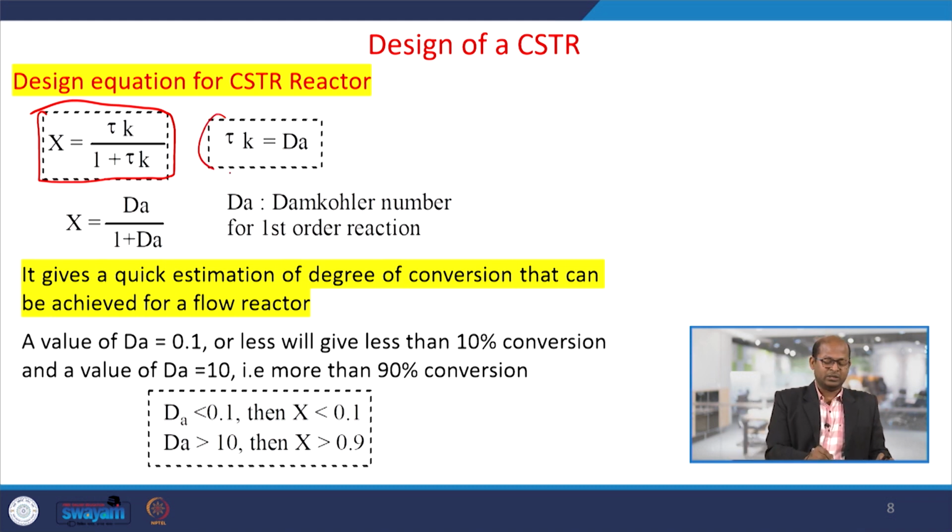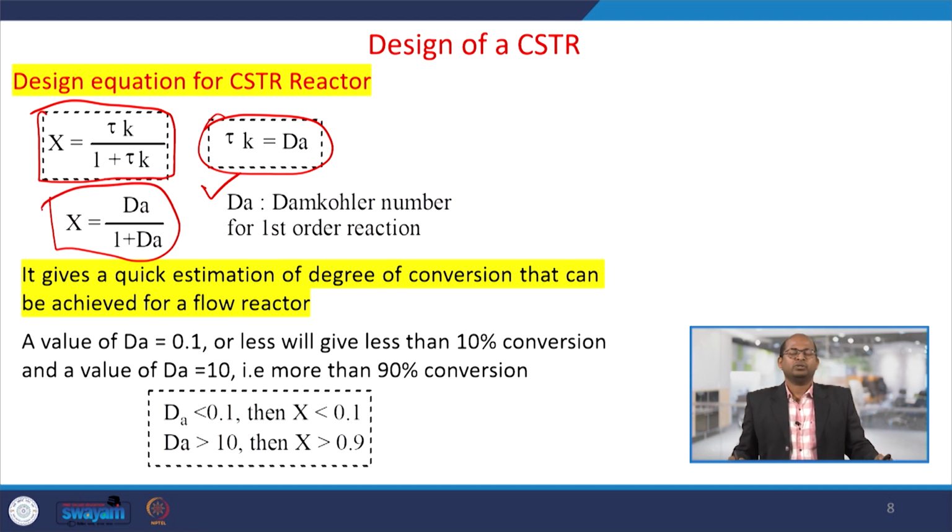So, here tau k we can express or simplify as Da. Da is called the Damköhler number for first order reactions. So, these equations we can write this way: X equals Da by 1 plus Da, or tau k by 1 plus tau k. So, what is the actual significance of the Da value?